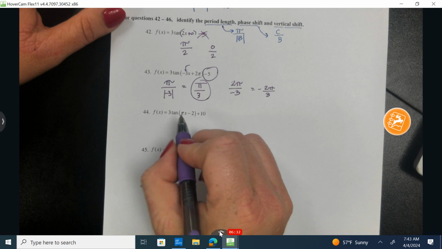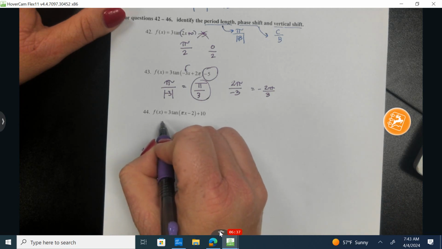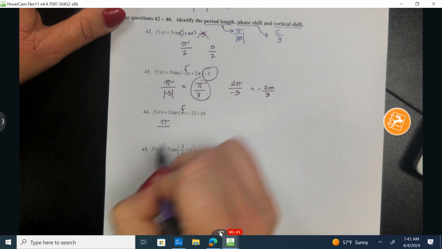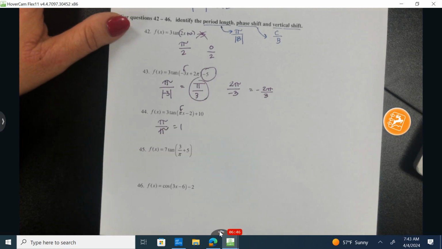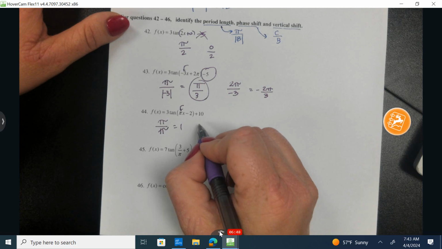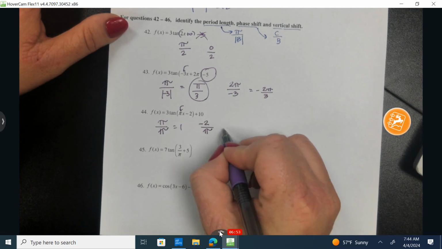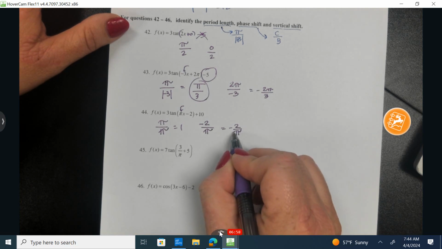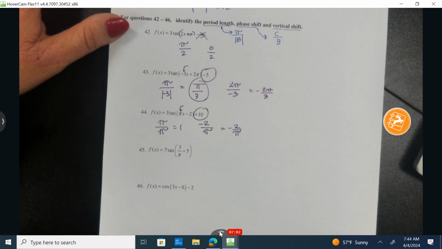Let's look at 44. Let's start with the period length. So for the period length, I'm going to take pi and then divide it by the value in front. So pi divided by pi gives you 1. So this has a period length of 1 unit. Now let's go with the phase shift. I have -2 divided by pi, so that's -2 over pi. Because it's a negative, I'm going to say shift to the right 2 over pi, and we have a vertical shift of 10.